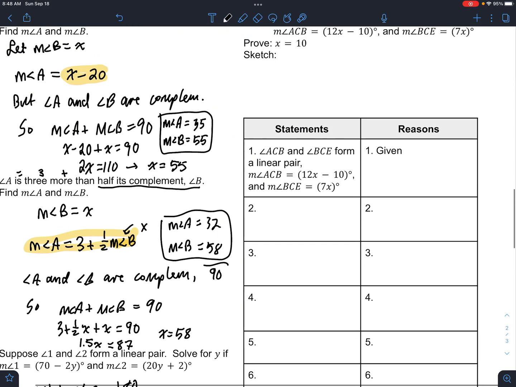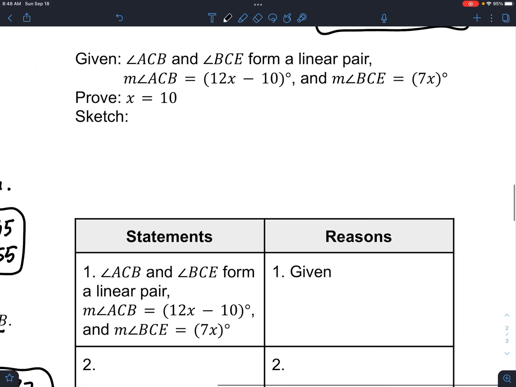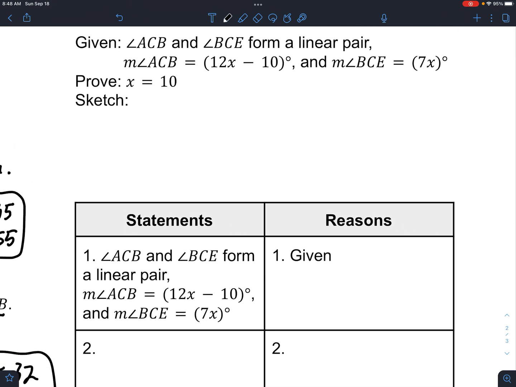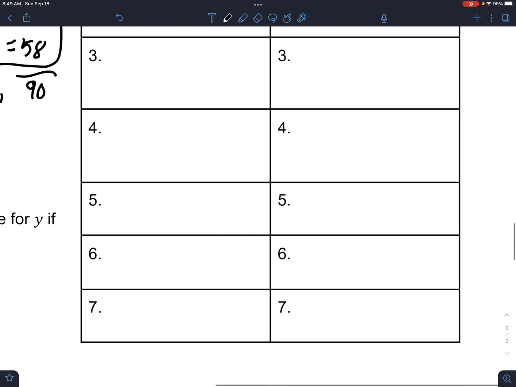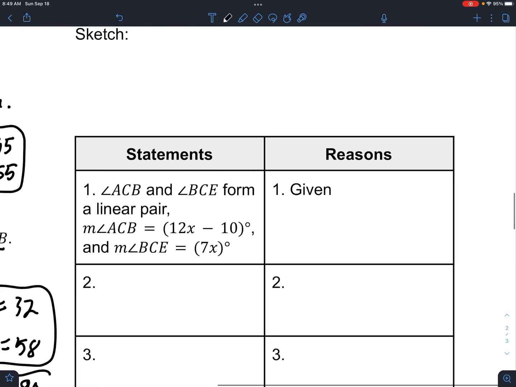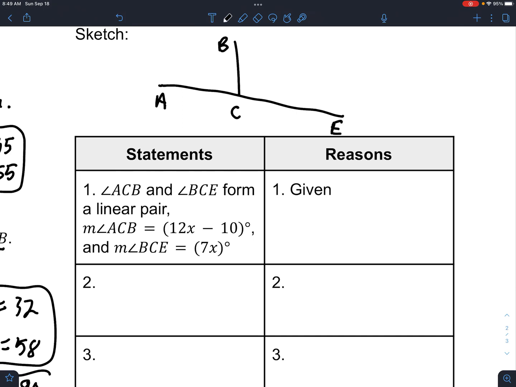Okay. And then I want to end on just one more proof. So the given is already typed in here for us, so we can kind of scroll down. We want to prove that x is 10. Can slap that down there. Okay. If we aren't sure where to proceed, it might make sense to draw a picture. So A, C, B, B, C, E. This one is that. This one's that.